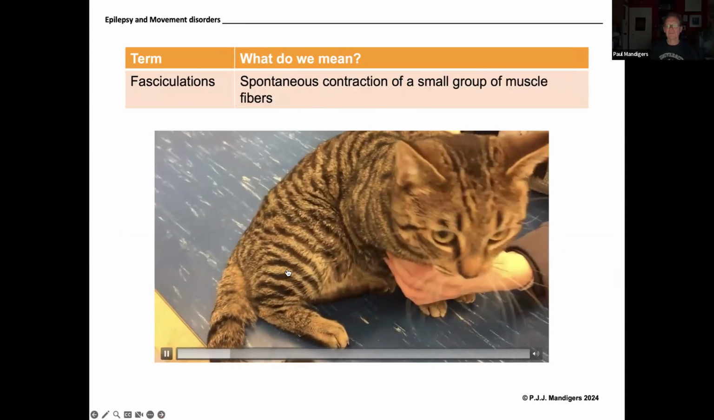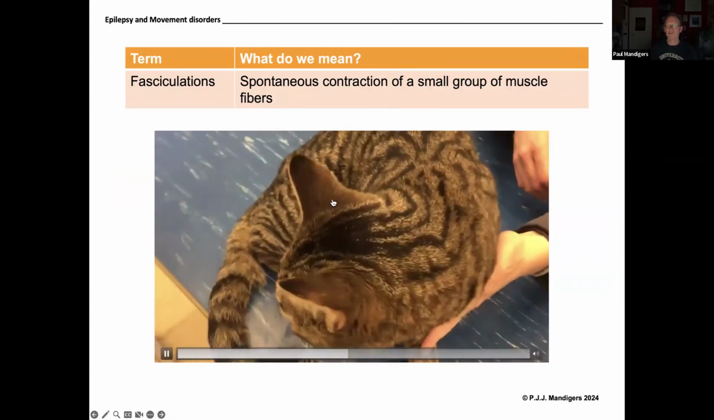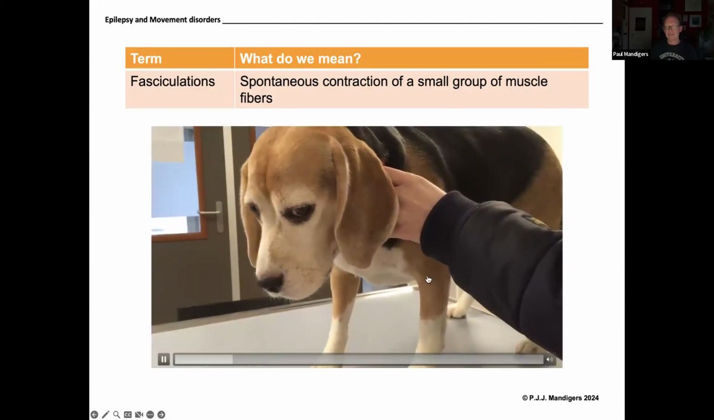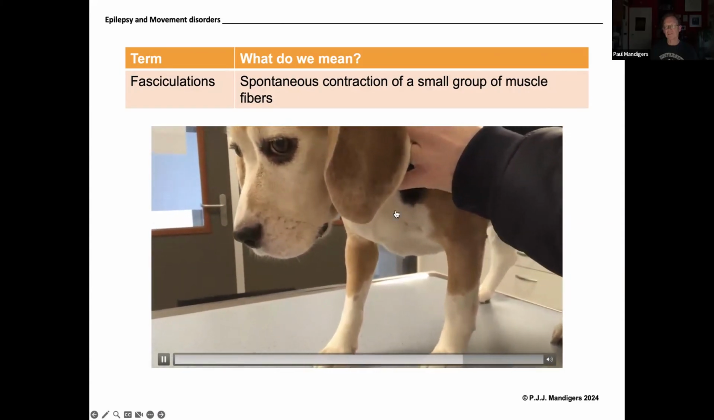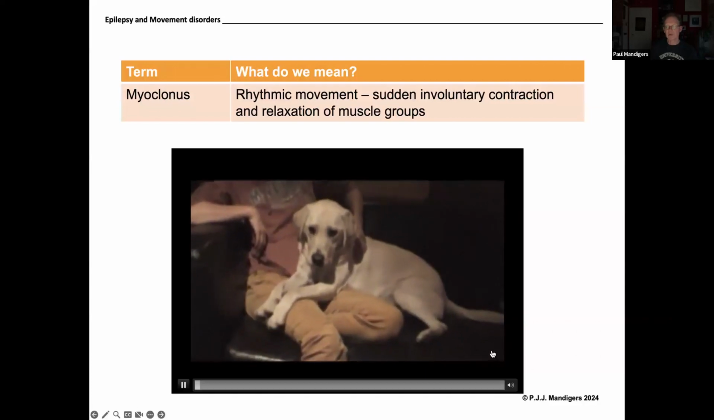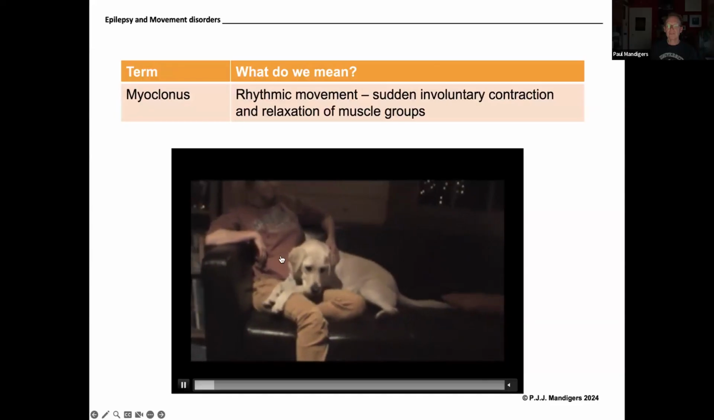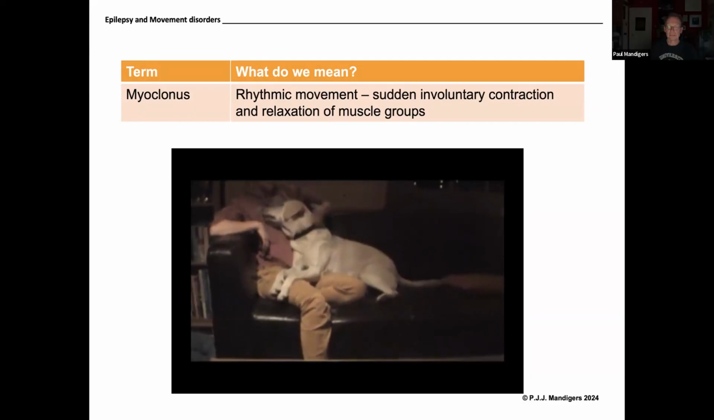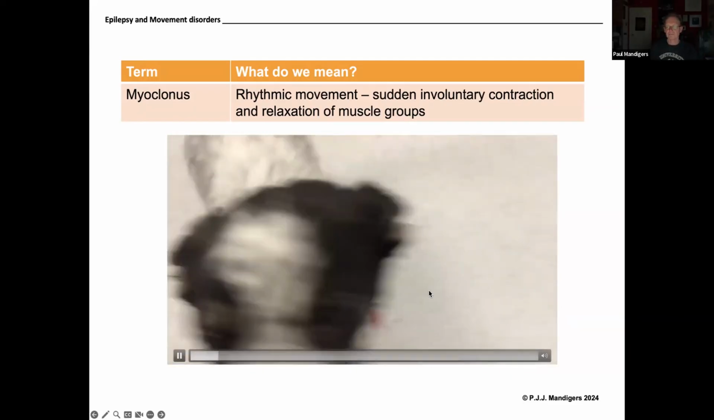Now, this is, for instance, a fasciculation, and that's a group of muscle fibers that's contracting. So that's a fasciculation. And here you can see this beagle with a spinal cord problem. It has a cervical disc problem, and it has developed these fasciculations. And this is a myoclonus. So this is not myoclonus due to distemper. No, this is a myoclonus due to, well, another thing. This is a distemper myoclonus.